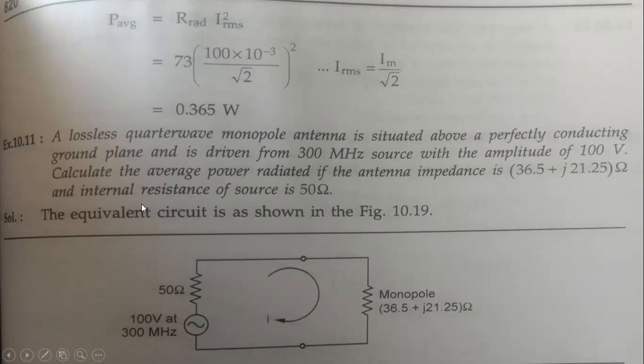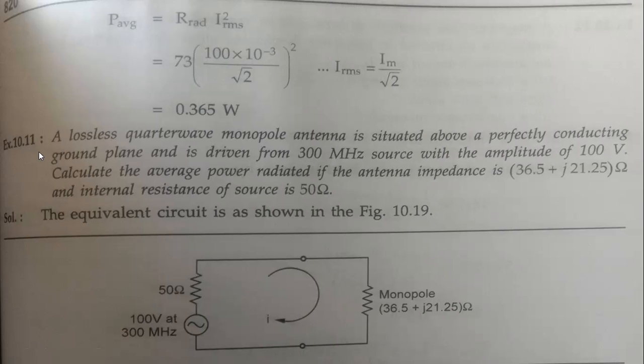A lossless quarter wave monopole antenna is situated above a perfectly conducting ground plane, and it is driven from a 300 megahertz source with an amplitude of 100 volts. Calculate the average power radiated if the antenna impedance is 36.5 plus j21.25 ohm, and the internal resistance of the source is 50 ohm.